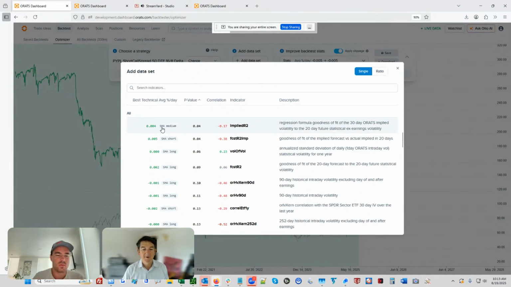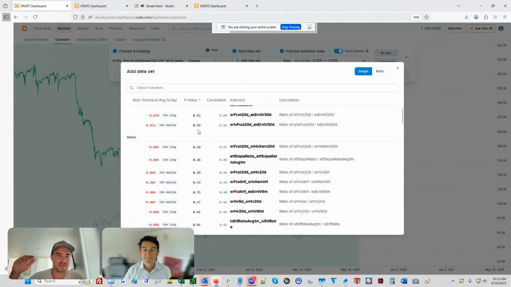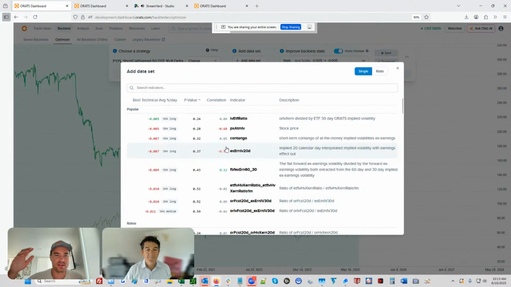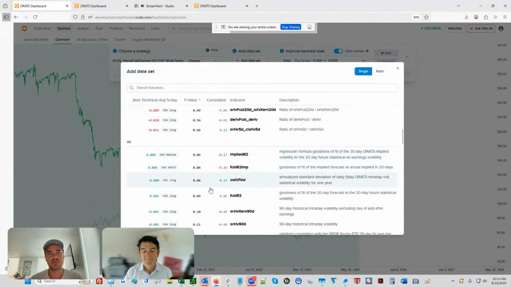What we do is we test different simple moving average levels of that indicator. As probably most of you know, it's not as simple as saying less than or greater than a value, because all of these ORATS indicators vary wildly in their values. Slope is a different value than the forecast, or the historical volatility, which is different than the contango. So we have to use a relative metric, and simple moving average is one of the most tried and true relative metrics out there.